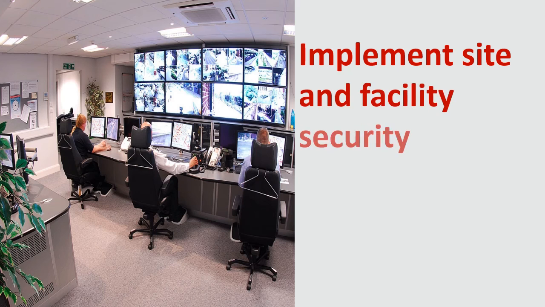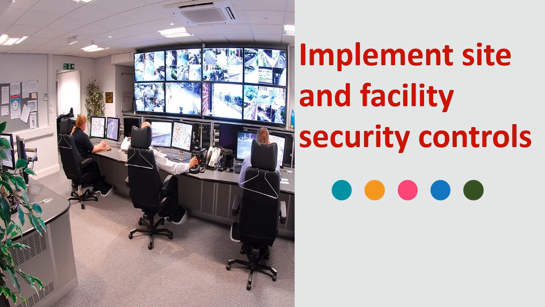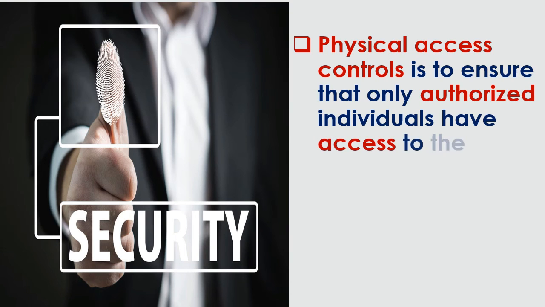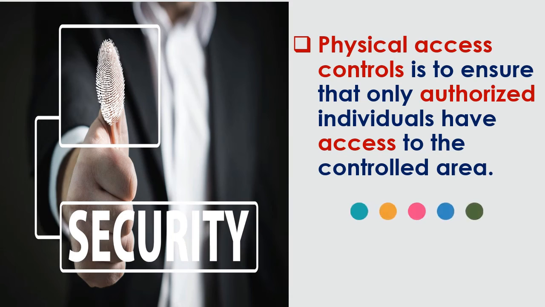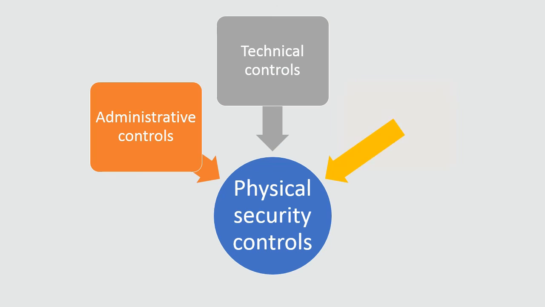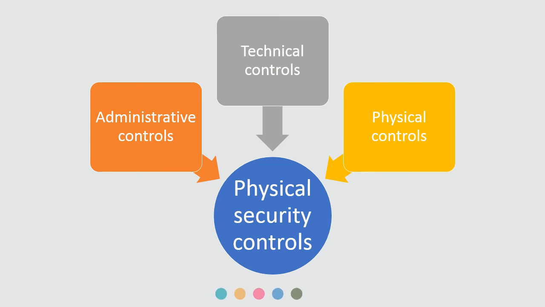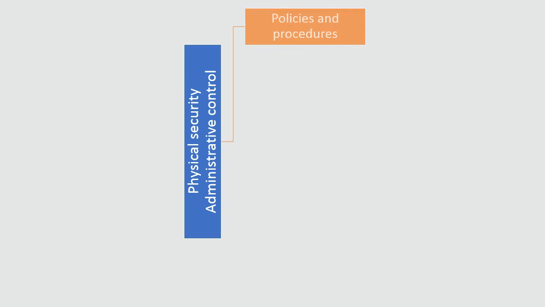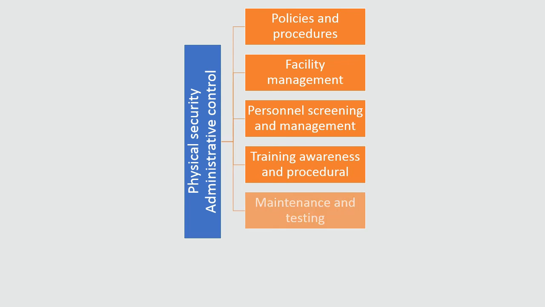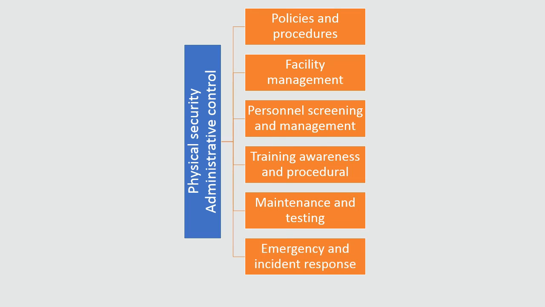Implement site and facility security controls. Physical access controls ensure that only authorized individuals have access to the controlled area. Physical security controls fall into administrative controls, technical controls, and physical controls. Physical security administrative controls are policies and procedures, facility management, personnel screening and management, training, awareness and procedural, maintenance and testing, and emergency and incident response.